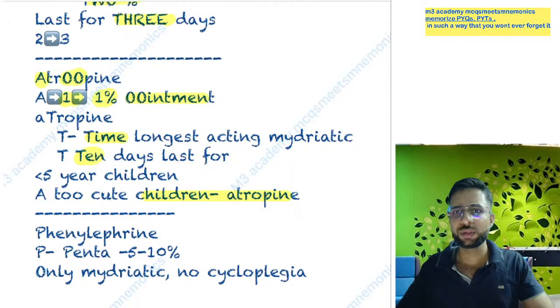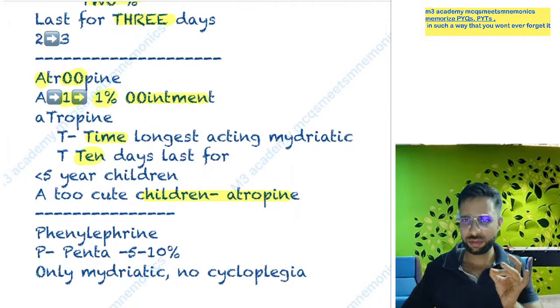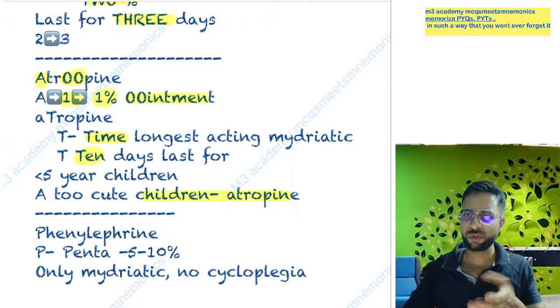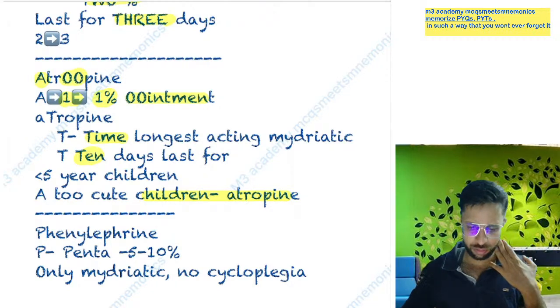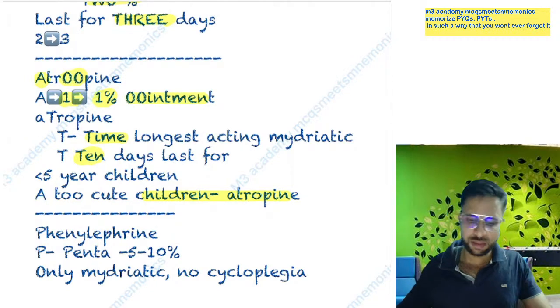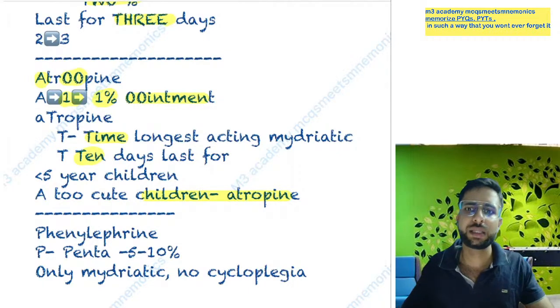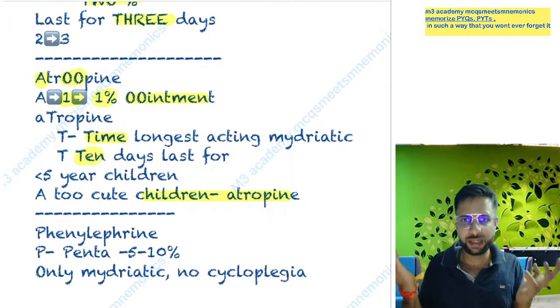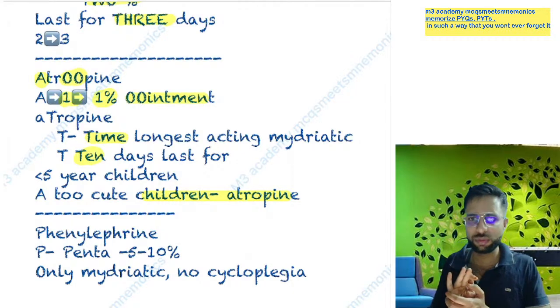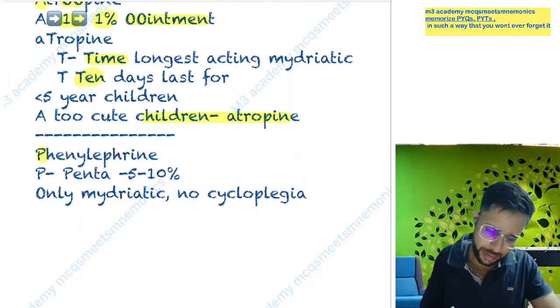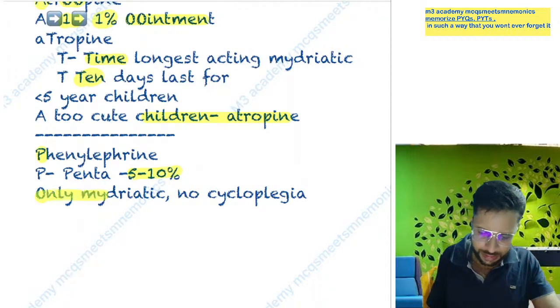Yes. So concentration is also important, route is also important, time is also important, everything is important from this slide. So questions may be asked from ophthalmology, or from pharmacology. Atropine A is the first letter, so 1%, atropine has the double O, so 1% ointment is used, T is for time, it works for 10 days, and it is used in children. Yes. Now, phenylephrine. P for penta, so 5 to 10% is used, and these drugs are only mydriatic.